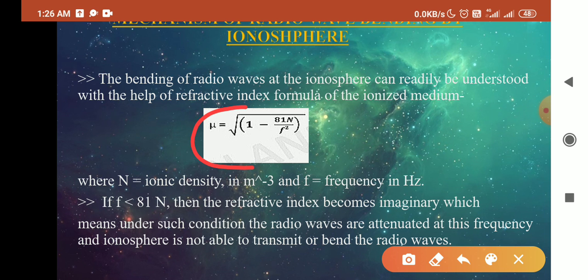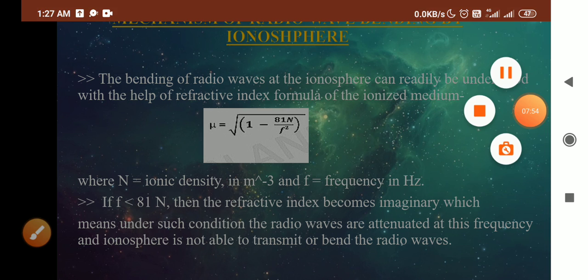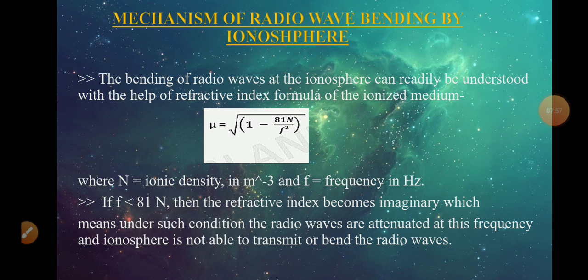If you see, this is the formula we have given. Here, mu is the refractive index, n is the ionic density in meter cubed, and f is the frequency, which is represented in hertz. So in the practical condition, we find that the value of mu is always less than unity.